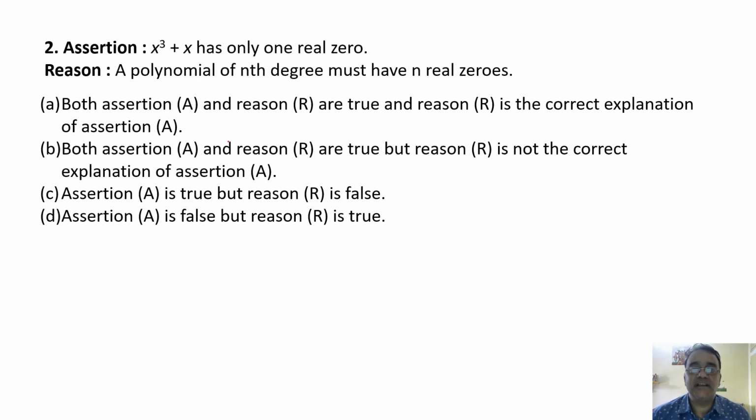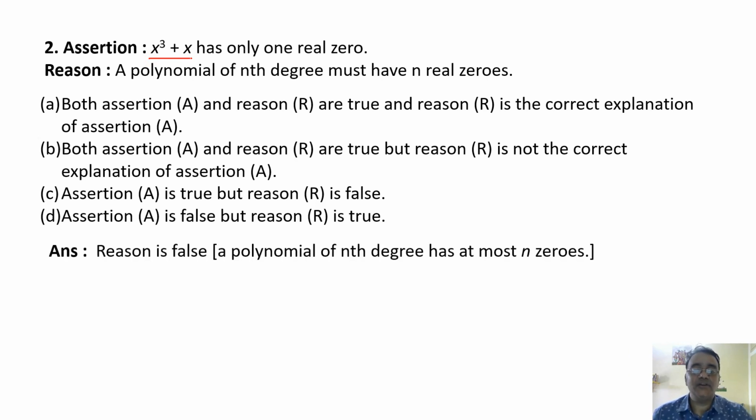Now we'll move toward question number 2. Assertion: x cube plus x has only one real zero. Next, reason: a polynomial of nth degree must have n real zeros. So here let us clear you all of you that a polynomial of nth degree, not must, it has at most n zeros. So वहाँ पे एक भी रियल जीरो भी नहीं हो सकता है. कभी कुछ कंडीशंस में किसी भी पॉलिनोमियल का एक भी जीरो नहीं हो सकता है. यहाँ पे इसको सॉल्व करके हम लोग चेक करेंगे कि कितने रियल जीरोस आ रहे हैं. Okay, so here reason is false. Why? Because a polynomial of nth degree has at most n zeros.